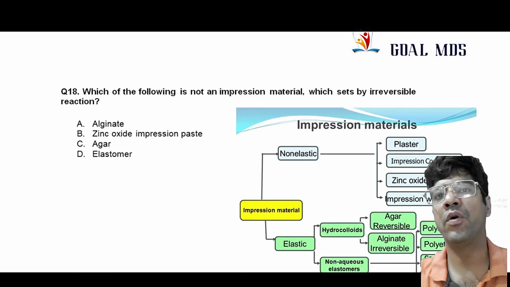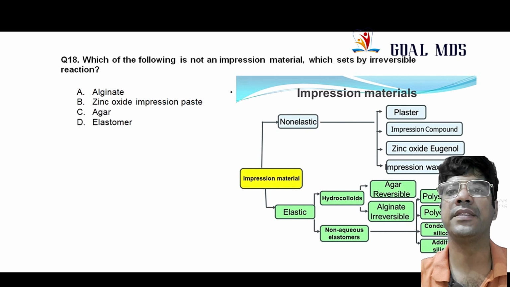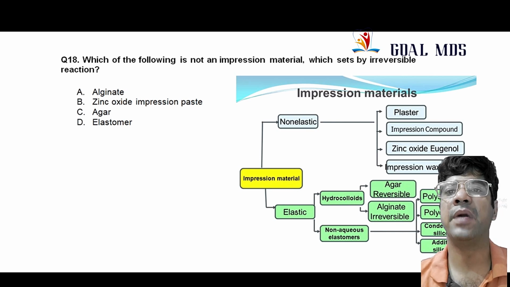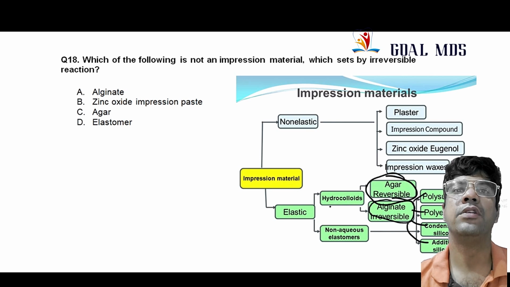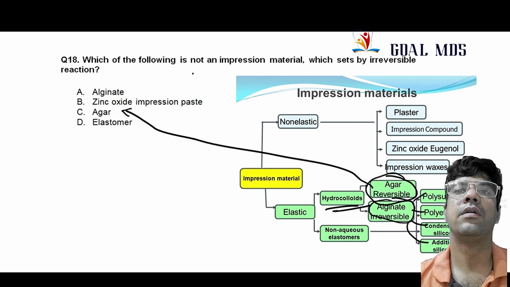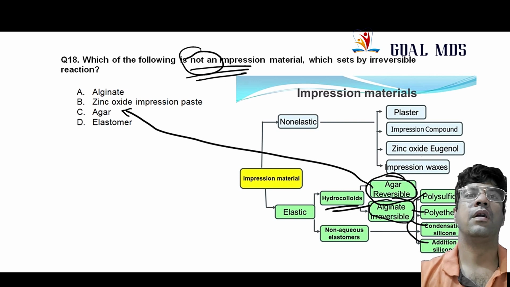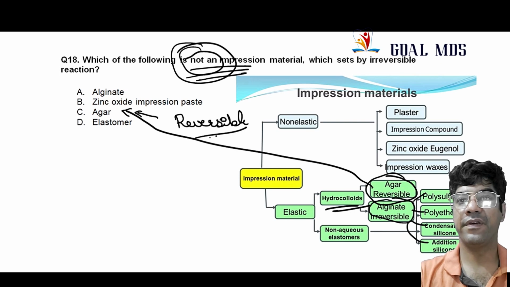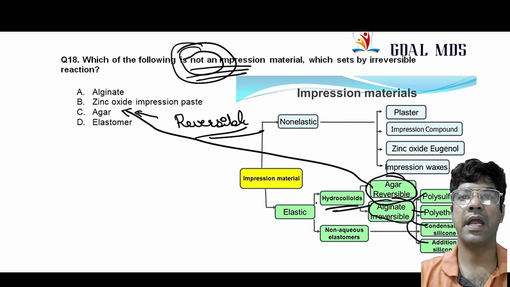Which of the following is not an impression material which sets by irreversible reaction? These are the materials that set by irreversible reaction, and the agar hydrocolloid is reversible. So your answer would be agar, as it is reversible. Remember the classification of impression materials, elastic and non-elastic.